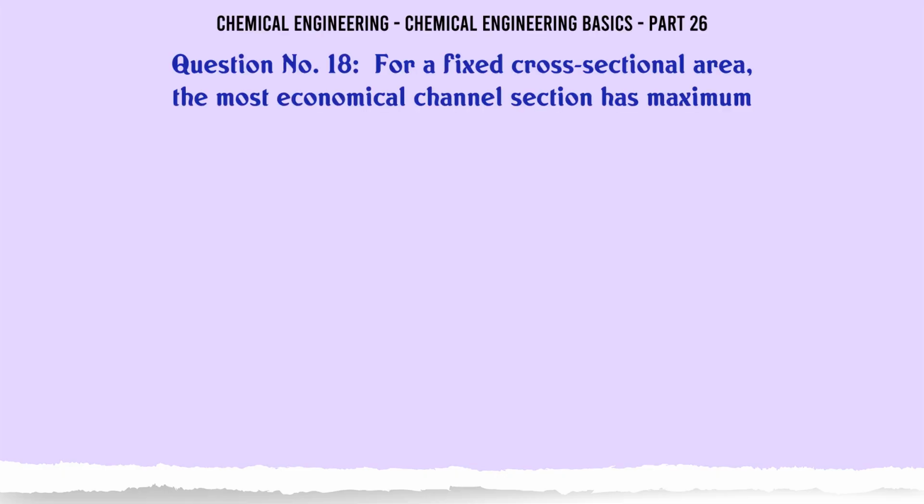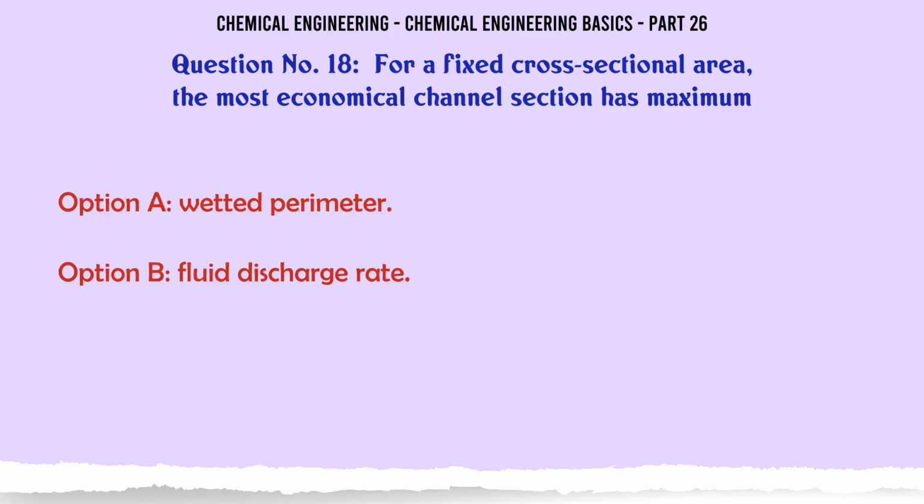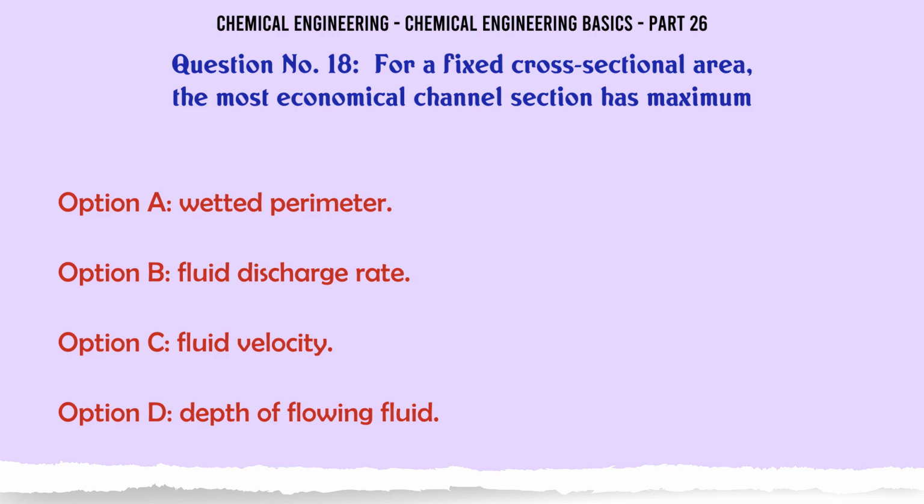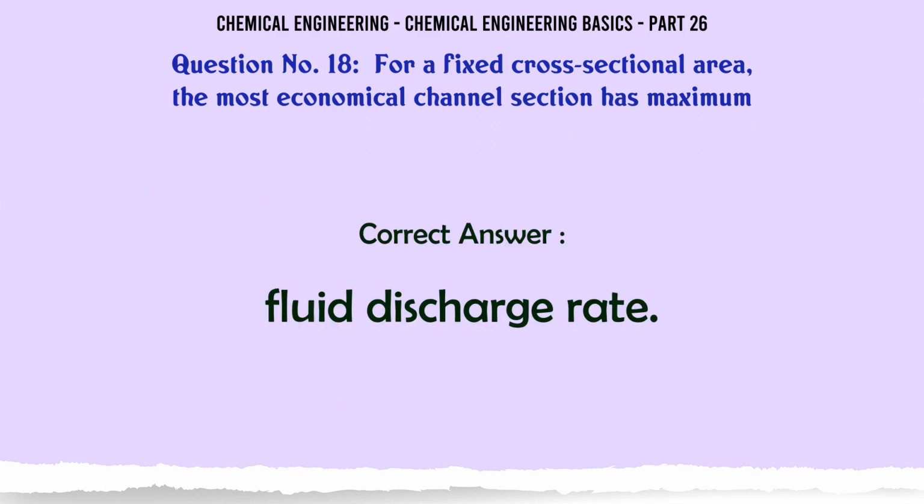For a fixed cross-sectional area, the most economical channel section has maximum A. Wetted perimeter, B. Fluid discharge rate, C. Fluid velocity, D. Depth of flowing fluid. The correct answer is fluid discharge rate.